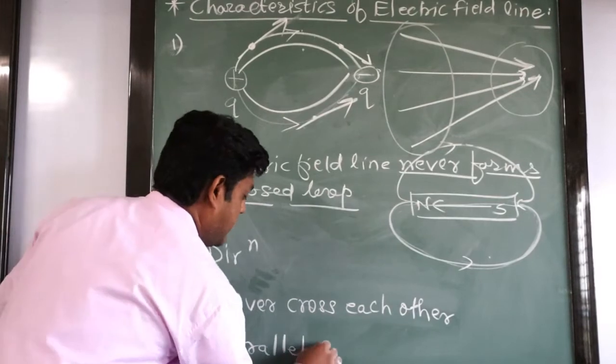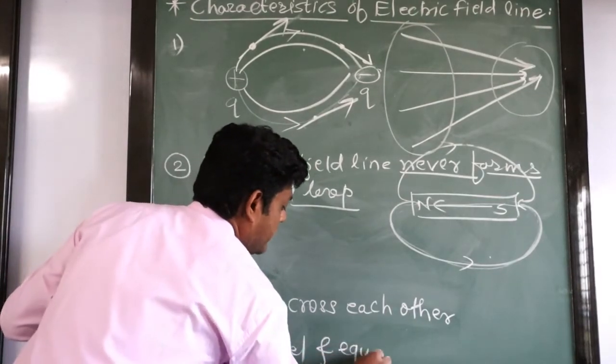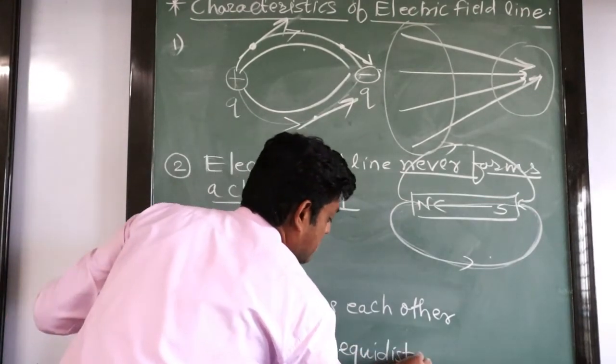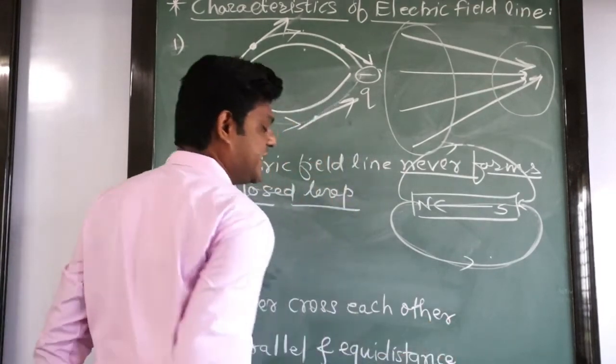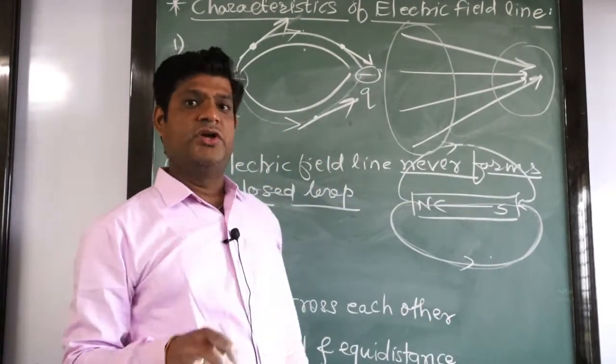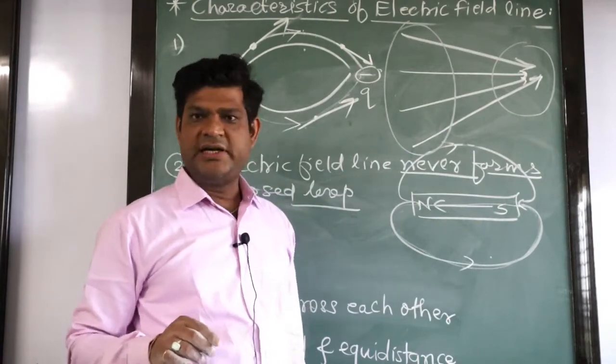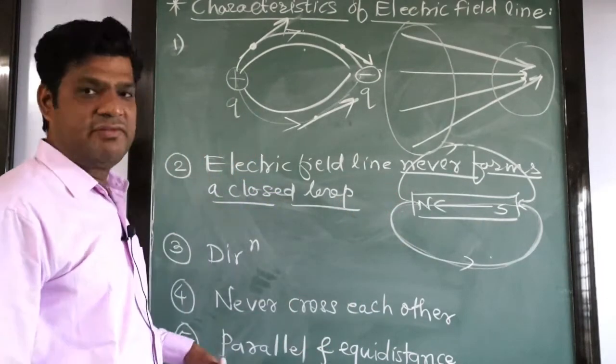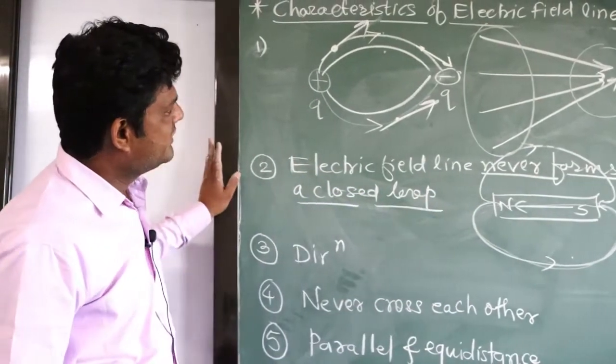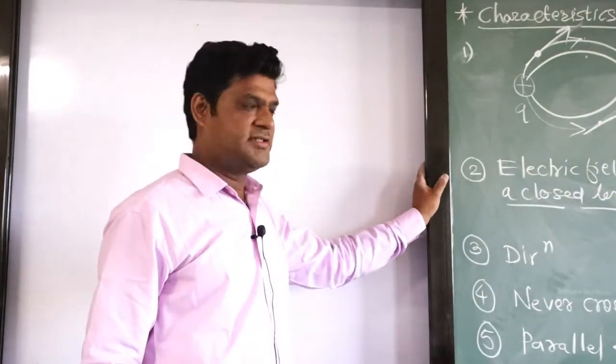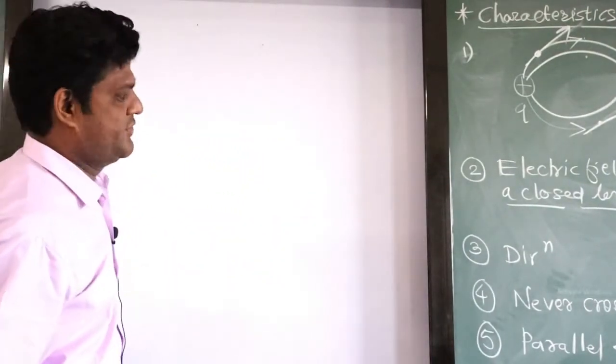parallel and equidistant electric field lines show a uniform electric field, right? So these are the five characteristics of electric field lines. It is a 2-mark theoretical question and an important question.